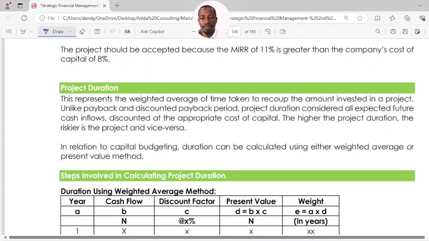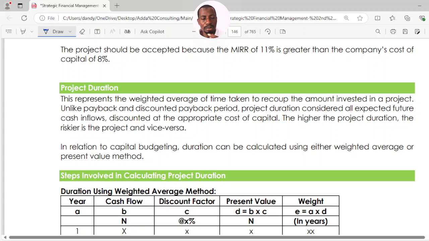Of course, you are expected to discount all the cash flows at the appropriate cost of capital. The higher the project duration, the riskier the project, and vice versa. The decision rule is the same as for the payback period: the shorter the project duration, the better and the less risky the project. But if the project duration is longer, then the project may be considered very risky. In relation to capital budgeting, duration can be computed using either the weighted average method or the present value method.